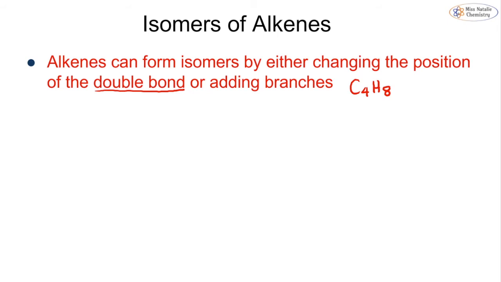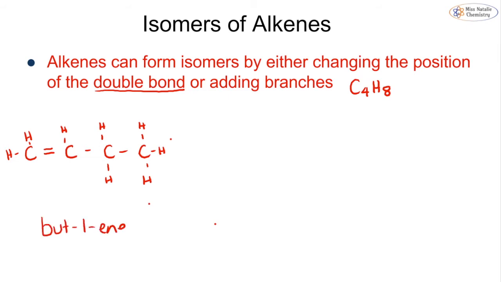So if we take our 3 structures and we try to figure out what they would be, we put 4 carbons in a row for my C4, and I can put my double bond between carbon number 1 and carbon 2. And when I add in my hydrogens and my remaining single bonds, we can see that that is C4H8. And we call this molecule but-1-ene. And the 1 in the centre tells us the position of the double bond. It tells us it's between carbon number 1 and carbon number 2.